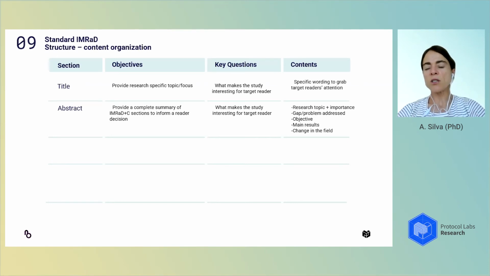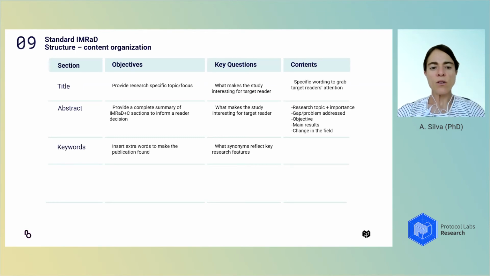In terms of content, because it corresponds to the main sections, you should be including in this sequence research topic and its importance, gap or problem addressed, your objective, your main results, and the change in the field. Hopefully also your approach to targeting that objective, the method itself. Okay, so it has 4 main pieces of information: what you've done and why, how you've done it, what did you find, and what does it mean. So 4 main pieces.